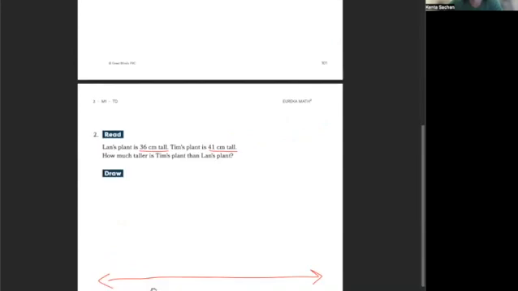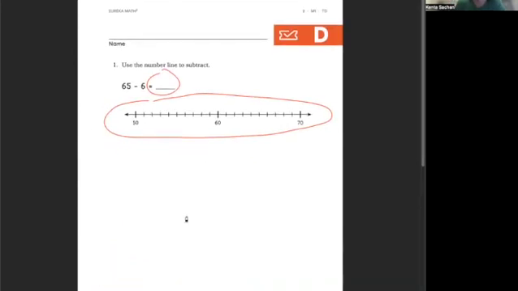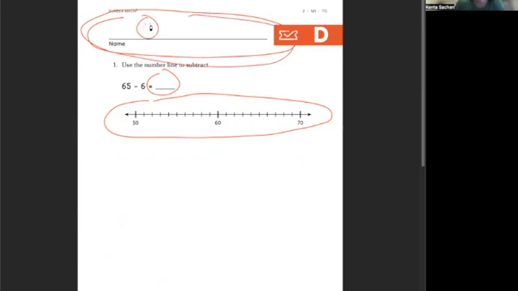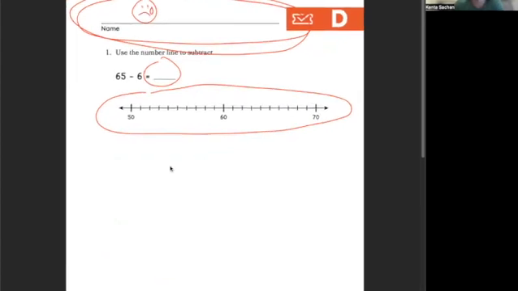And most important, make sure that you write down your name. Please don't forget to do that. Otherwise, I'm going to be a little bit unhappy, a little bit sad, right? Because I don't know who did their work. So please make sure you write your name down.